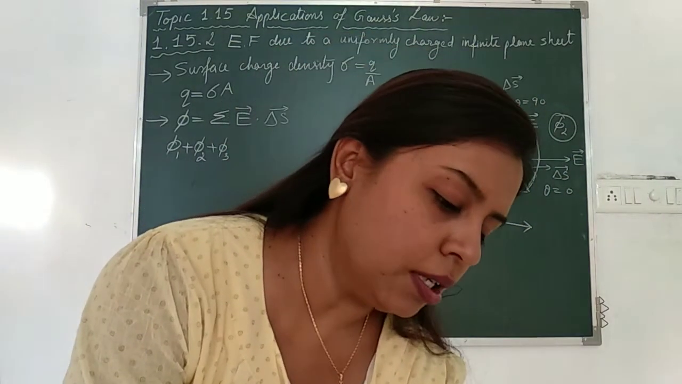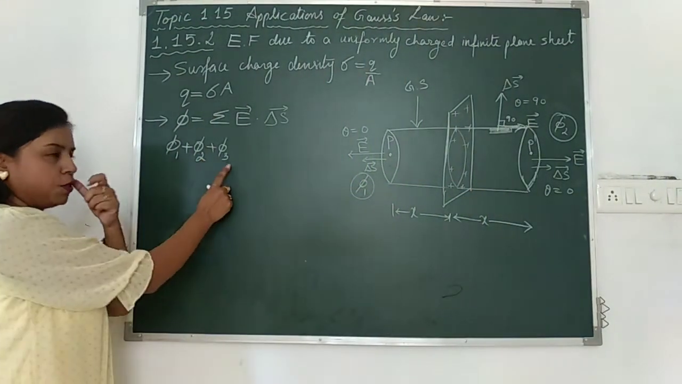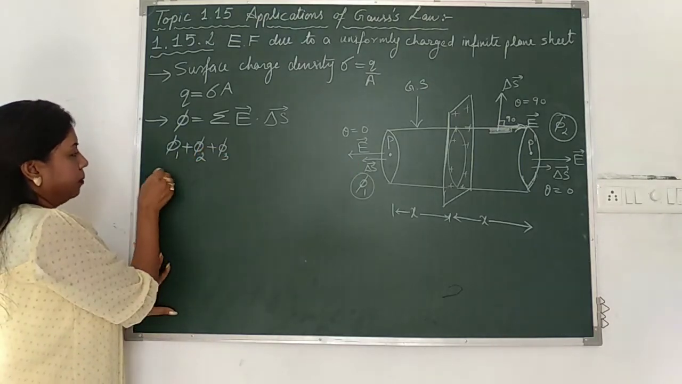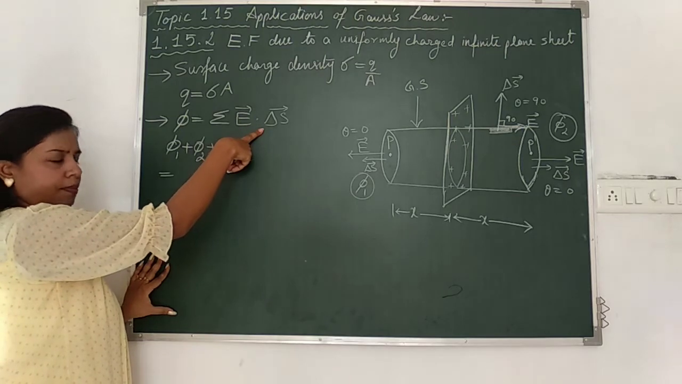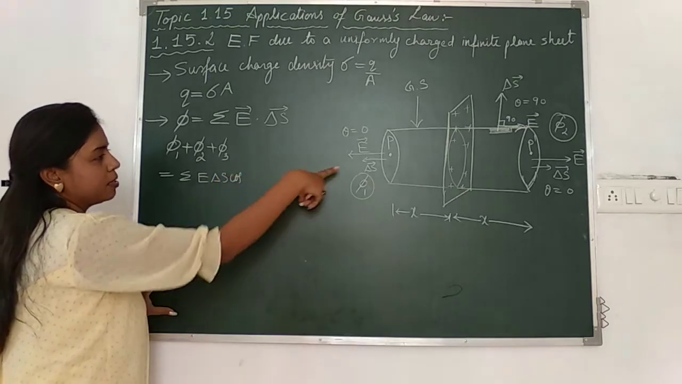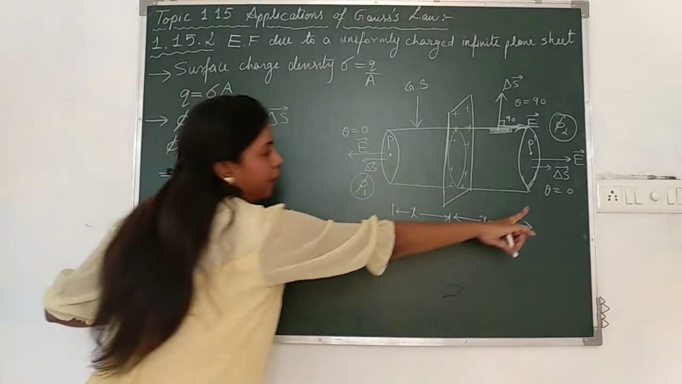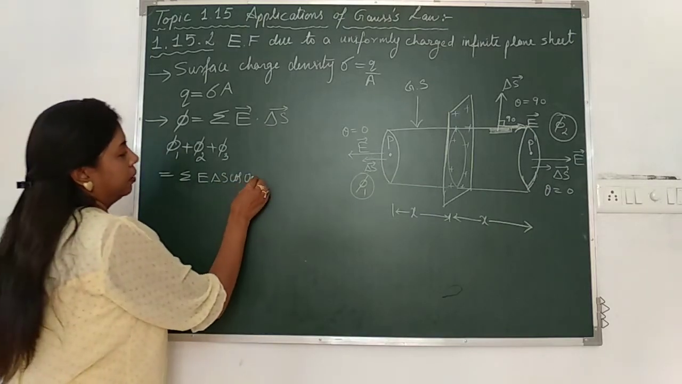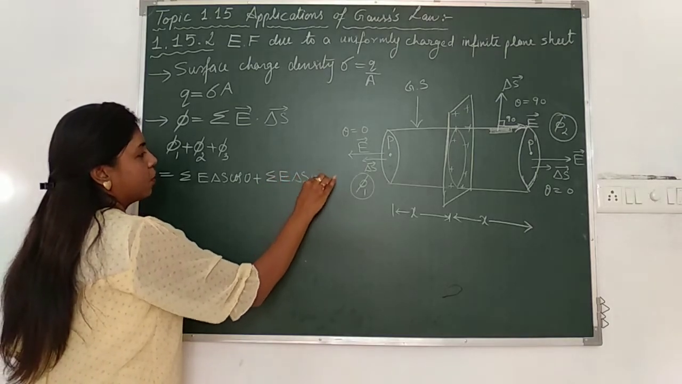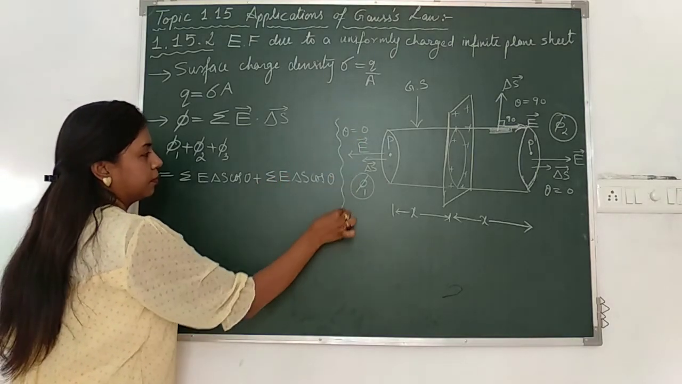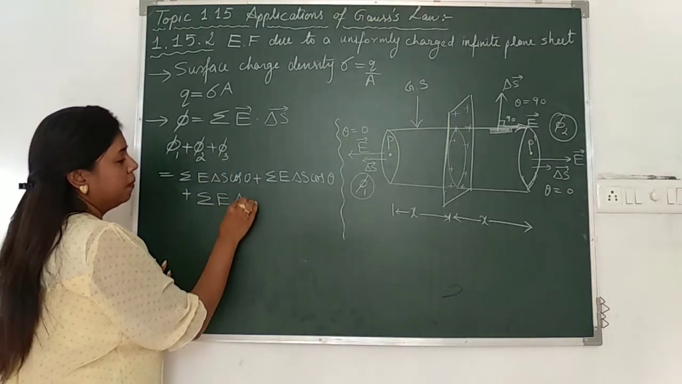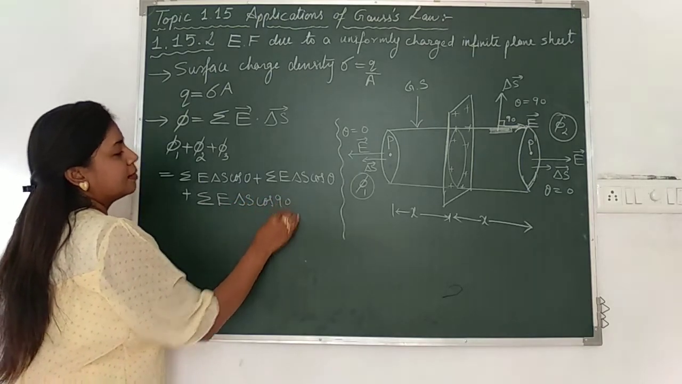Now I will calculate total flux. Phi 1 plus phi 2 plus phi 3. Suppose if I calculate phi 1, so what will I get? From this equation, summation of E delta S cos 0. The same for phi 2: summation of E delta S cos 0, plus for phi 3, summation of E delta S cos 90.